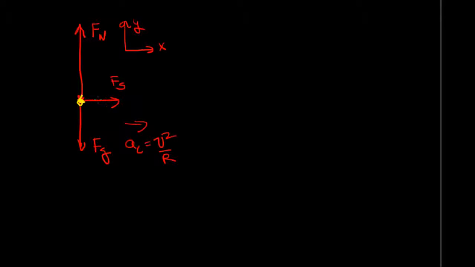My car is just the dot, and it's accelerating to the right. The car is coming at you, as shown on the previous screen. There's a normal force acting up and a force of gravity acting down, and the force of static friction is pushing the car to the right as it comes towards you, and that's producing this acceleration that's v squared over r.